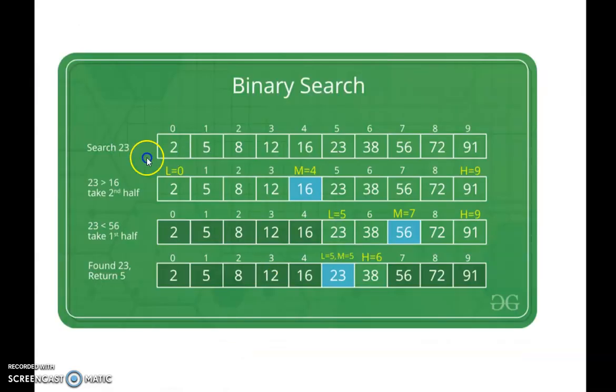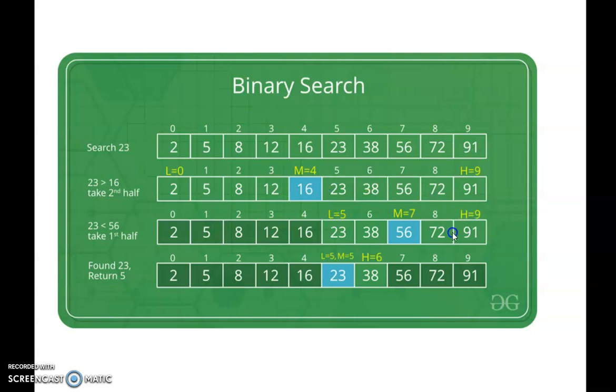See, in this we want to search 23. Initially low is 0 and high is n minus 1, that is 9, total 10 elements. So the mid element is 16, m is equal to 4. Since 16 is less than 23, now we will search in the second half from m to 9. Now low will become m plus 1, that is 5, and high will be 9.